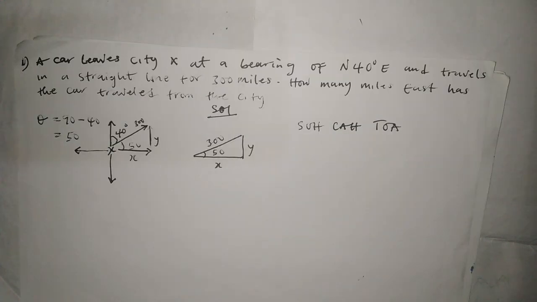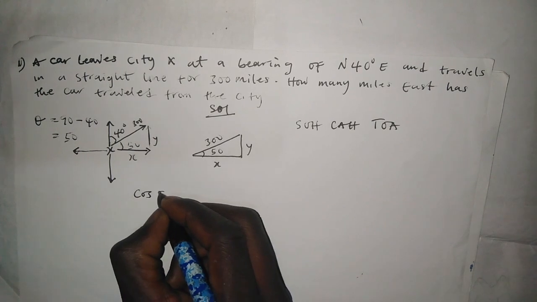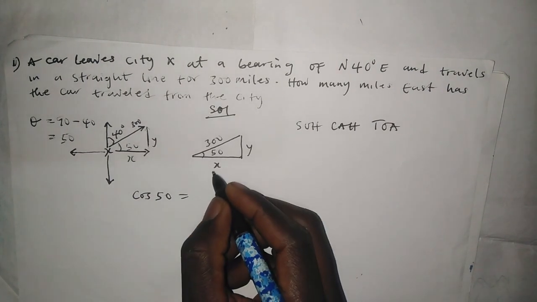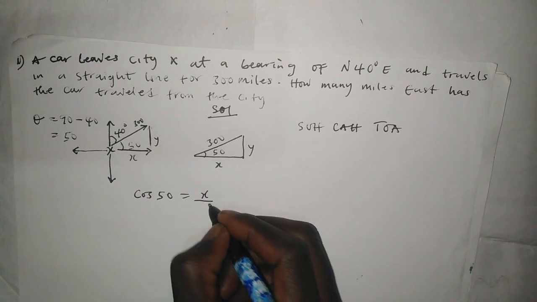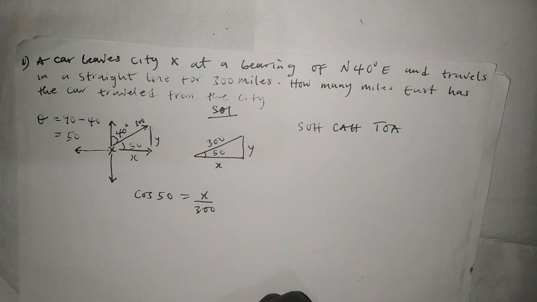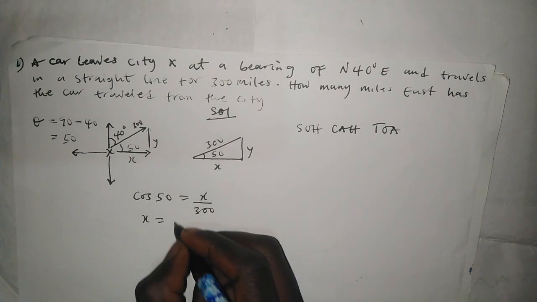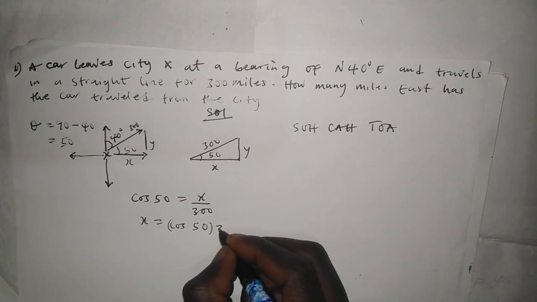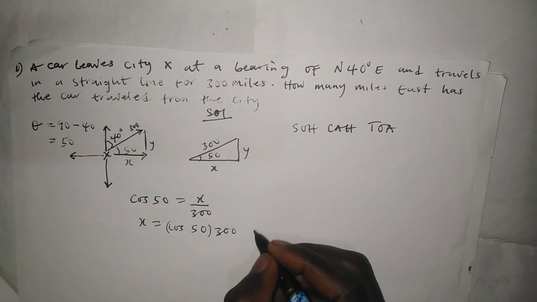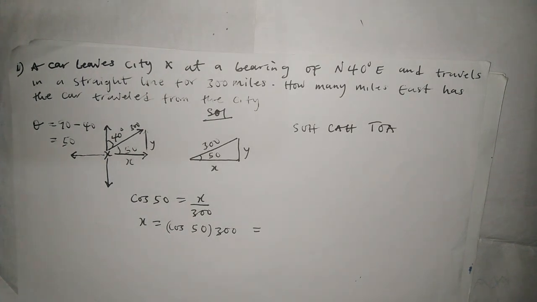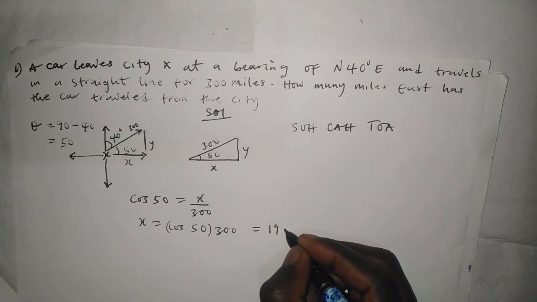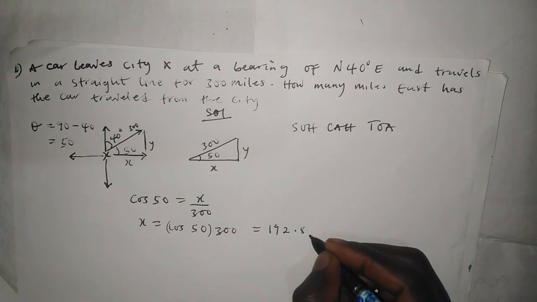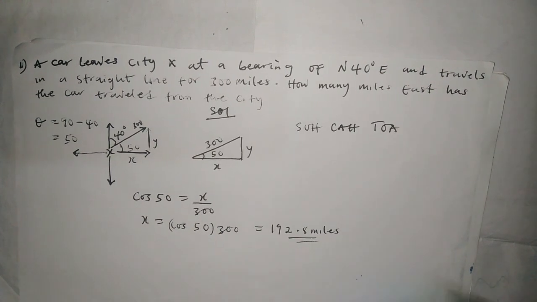So to find the distance east that the car traveled from the city, we say cos 50 is equal to what? Adjacent, which is x, over hypotenuse, which is what? 300 miles. So when you cross multiply, x is equal to cos 50 multiplied by 300 miles. What you have when you multiply cos 50 by 300 miles is 102.8 miles. So that is how many miles east the car traveled from city X.